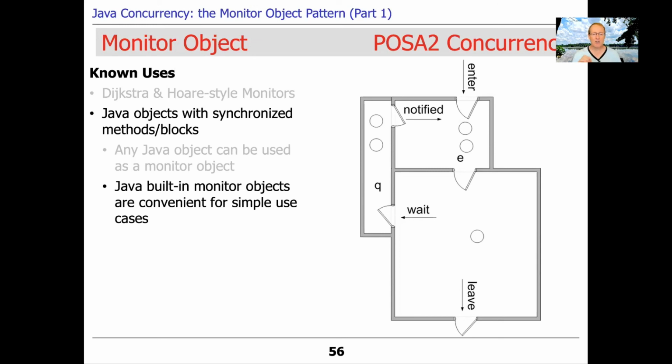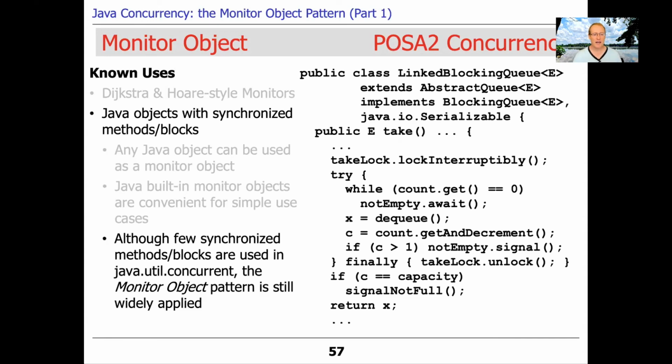Java's built-in monitor objects are convenient for simple use cases, as we've talked about many times in the monitor object discussion. There are surprisingly few synchronized methods and blocks in Java util concurrent. And perhaps if you think about it for a second, you'd realize why there are not many, because the whole point was to define a more flexible capability in terms of reentrant locks and in terms of the condition objects. But despite the fact that synchronized keywords are not used in very many places, the monitor object pattern is applied all over the place. And a good example is the LinkedBlockingQueue that we're going to talk about in more detail.